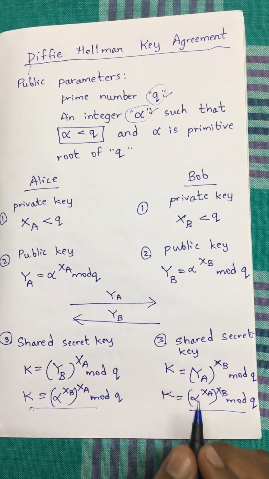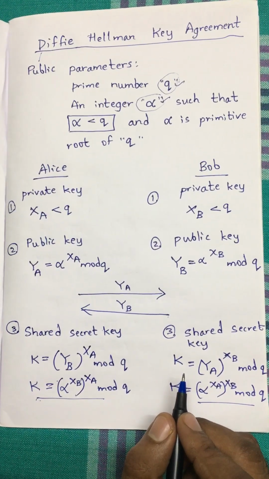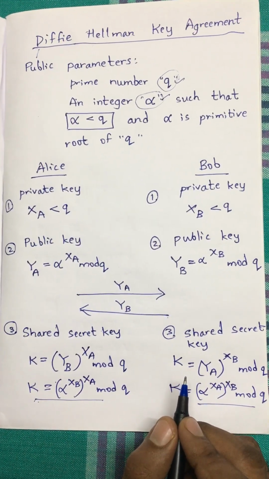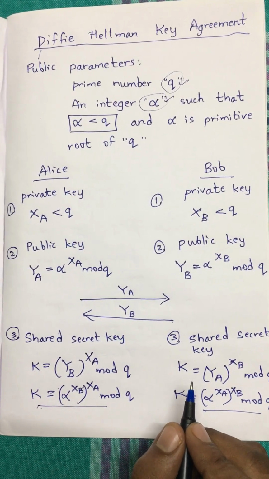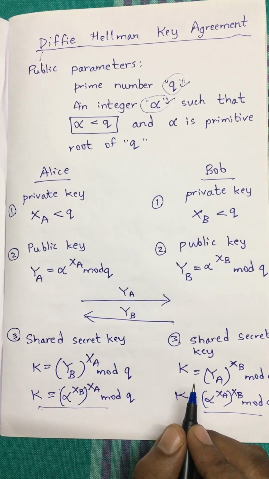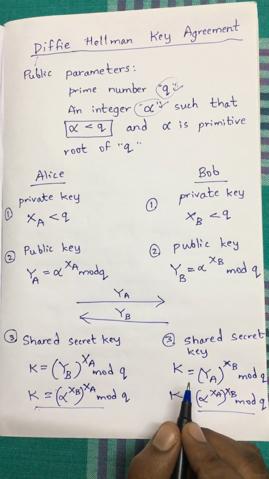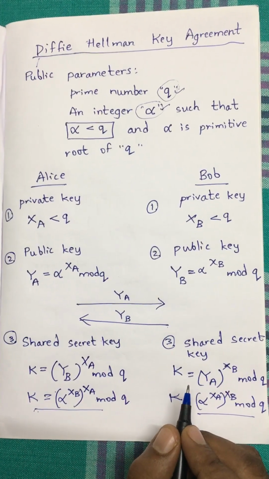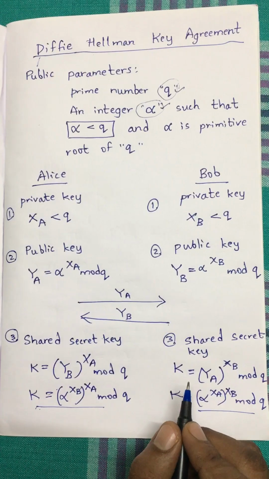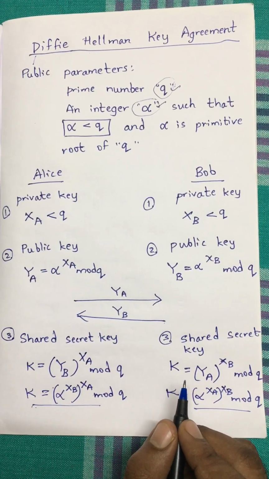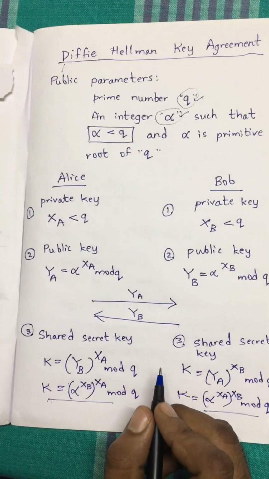Now there are a few drawbacks in the Diffie Hellman Key algorithm. First one is that it is susceptible to man-in-the-middle attacks. That is, the Diffie Hellman Key Agreement algorithm is vulnerable to man-in-the-middle attacks. The second one is that there are chances of replay attacks, and the third one is that there are chances of denial of service attacks, which are also called clogging attacks.